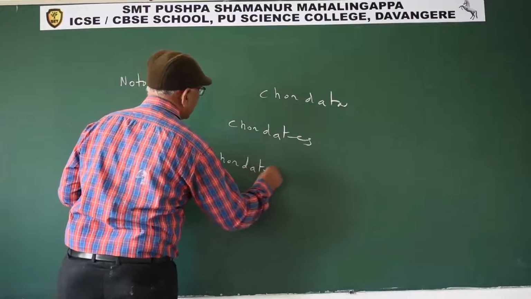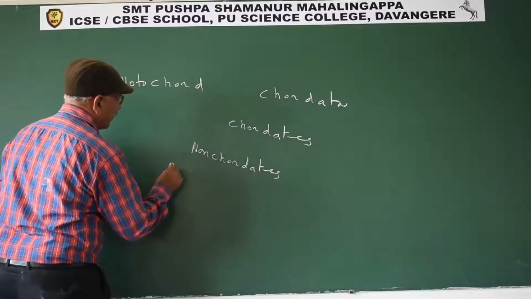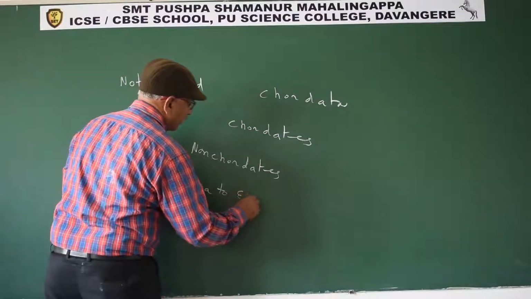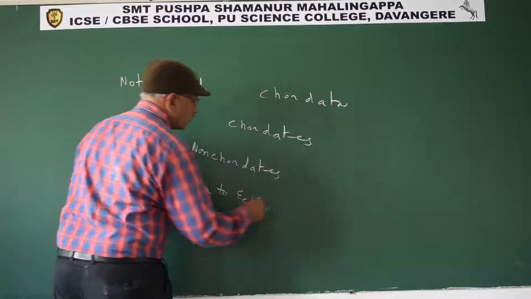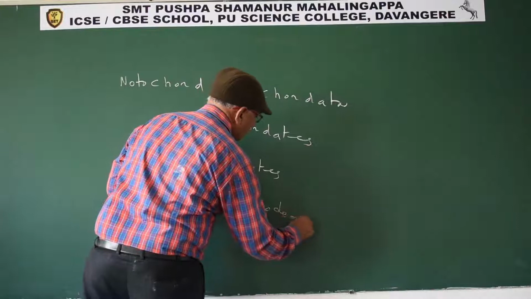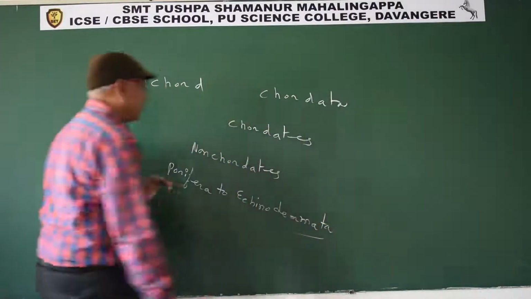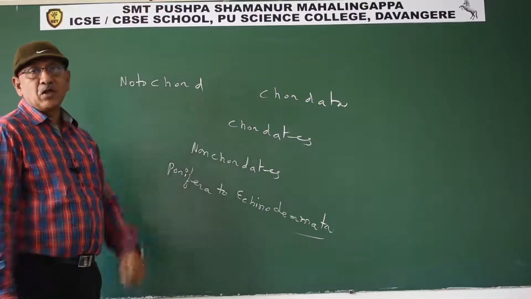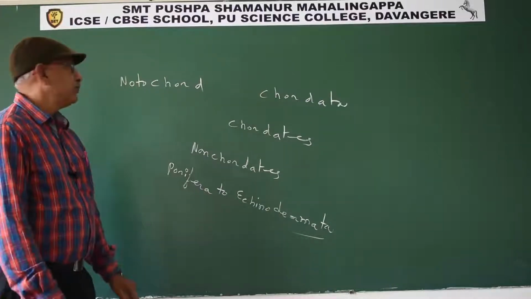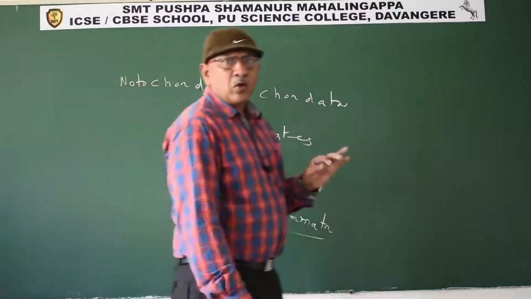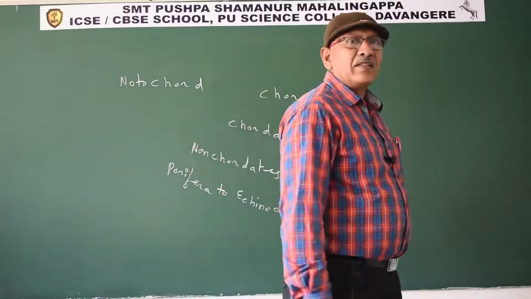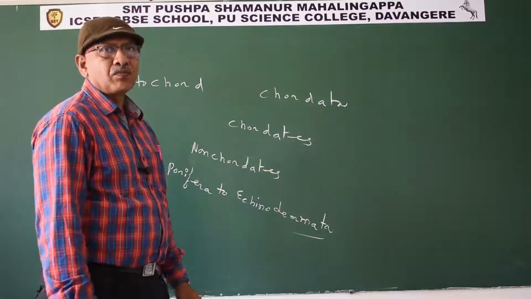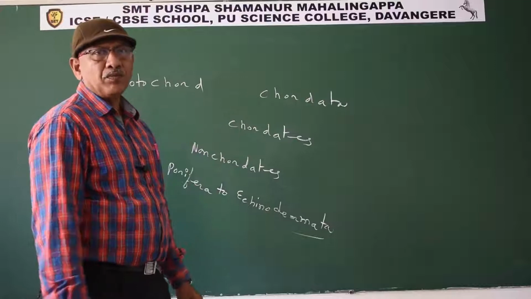Non-chordates. Non-chordates are Porifera to Echinodermata. Porifera to Echinodermata are known as non-chordates. Notochord is derived from mesoderm, third germinal layer. Notochord is a stiff, rod-like structure present in the mid-dorsal surface of the body. It is derived from mesoderm.